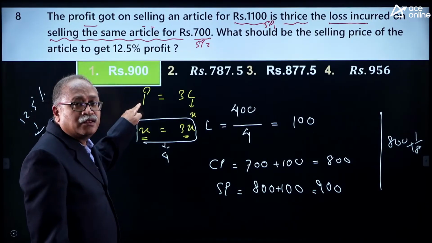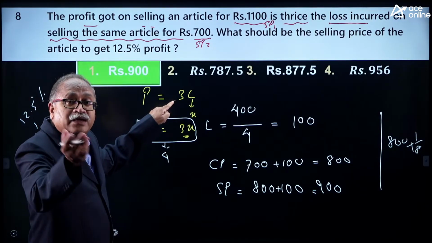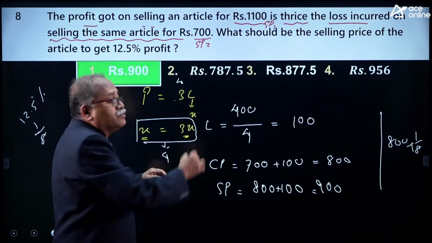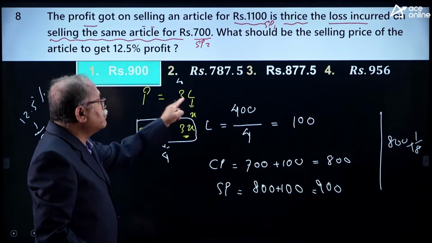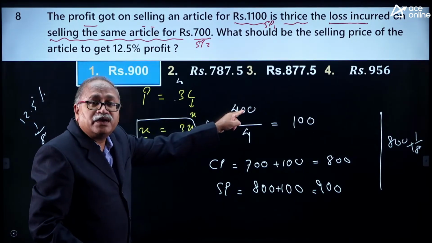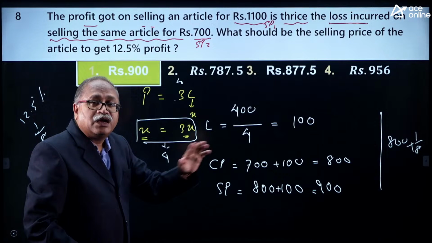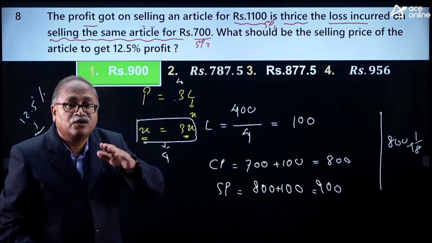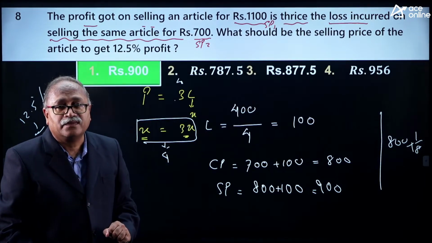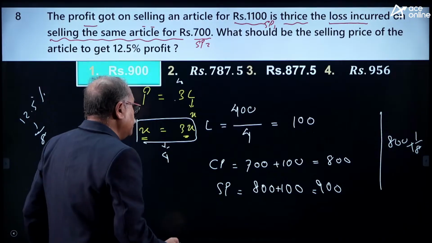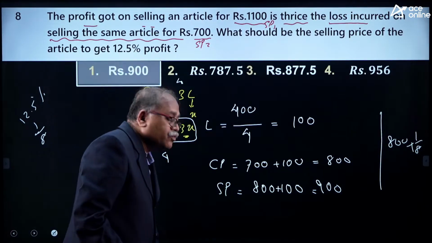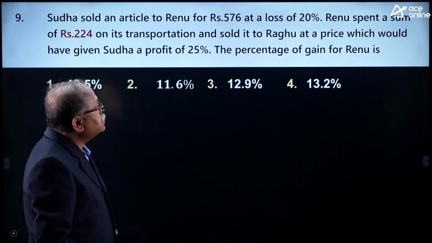But try to apply this method. If it says that the profit is equal to 4 times the loss, then the total part will be 5. Then I will divide the 400 by 5. I will directly get loss, the x value, not profit. Okay. I am moving on to the next question, which is here.